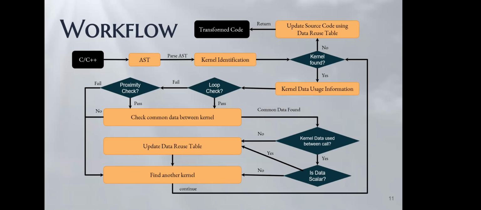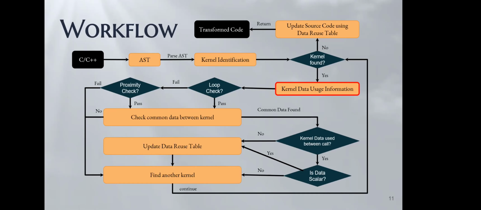So this is the workflow that we follow in our implementation. We parse the AST and identify the kernels present in the code. Basically, we search for OMP target regions in the code. Once a kernel is found, we do a live variable analysis on all the data used inside the kernel to identify whether the data need to be sent to the GPU, or it needs to be brought back from the GPU, or it might need to go both ways, or whether the data is private to the target region and need not be transferred at all.